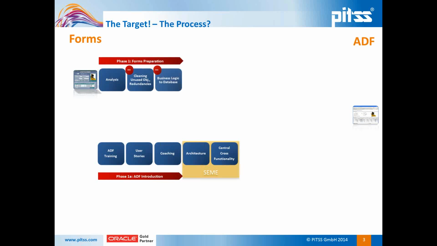A second phase, or a parallel phase in phase one, would be the preparation of your Forms. We need to analyze the Forms, what's in there. We need to analyze the complexity of the Forms, but we also have a cleaning process that removes unused objects, removes redundant objects, and also objects that are not necessary in ADF.